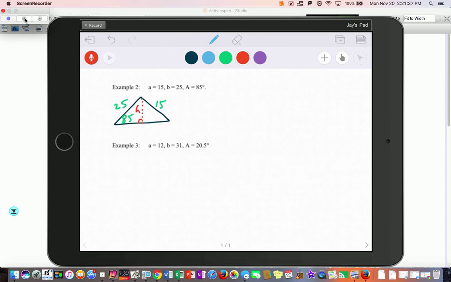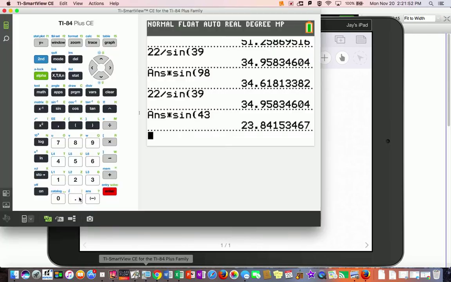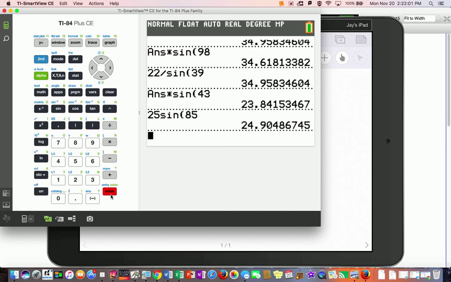Now when you look at just this right triangle, I can do SOHCAHTOA. So sine of 85 is equal to the opposite height over 25. So if I go to the calculator, all I have to do is multiply by 25. So 25 times the sine of 85, and I get 24.9.